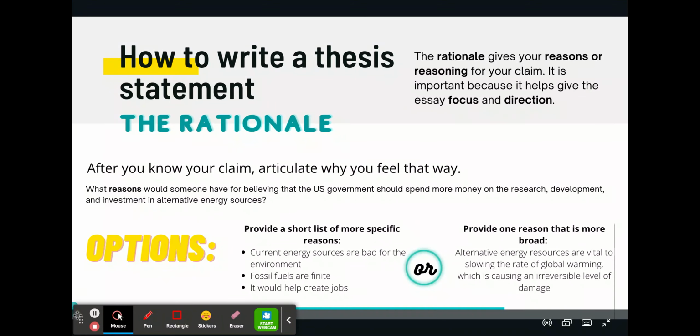Option one would be to provide a short list of more specific reasons. For example, current energy sources are bad for the environment, fossil fuels are finite, and it would help create jobs. Or you could provide one reason that is more broad. Alternative energy sources are vital to slowing the rate of global warming, which is causing an irreversible level of damage.